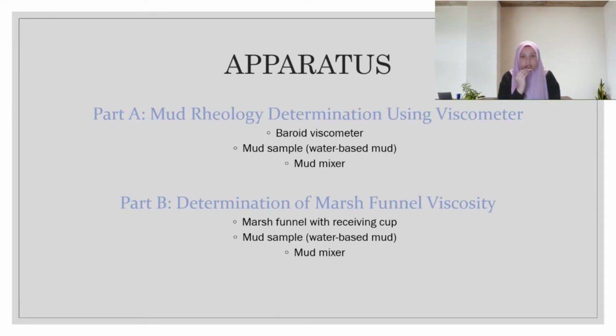Next is the list of apparatus used for this experiment. Part A, rheology determination using viscometer, uses a barrel viscometer, mud sample, which is water-based mud, and mud mixer. Part B, determination of marsh funnel viscosity, uses the marsh funnel with receiving cup, mud sample, which is water-based mud, and mud mixer as well.